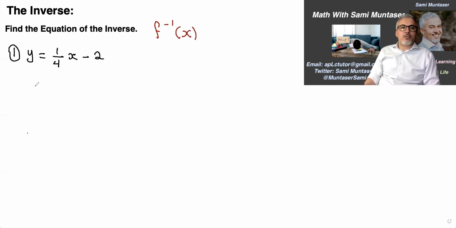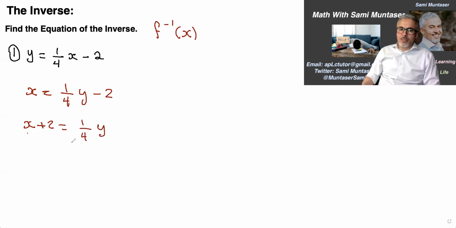So if I want to do this one here, which is a linear equation, and I want to do the inverse, as I said, instead of y, I write x, and instead of x, I write y. Now I have to solve it again for y. So I'm going to move the 2 to the other side, the -2, so it becomes x plus 2 equals 1/4 y.